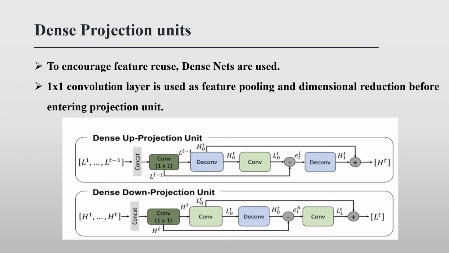All the high resolution images are considered and then concatenated. That is, these are all the high resolution images of all previous, sorry, previous up projection units, which are concatenated and convolved with 1 cross 1 filter to generate new high resolution image and follow the same down projection unit. These are the architectures of dense up projection unit and dense down projection units.